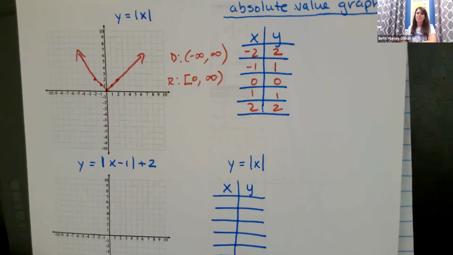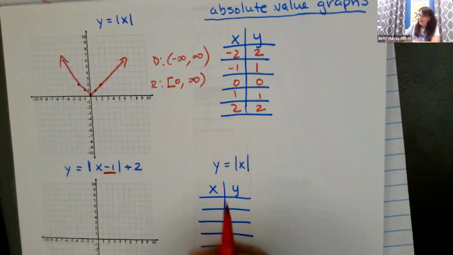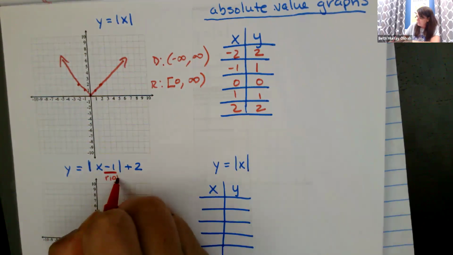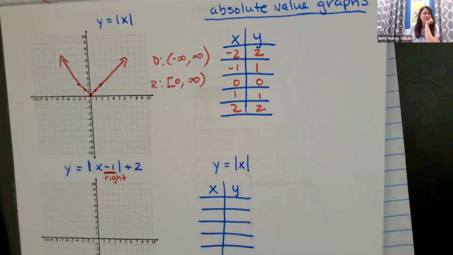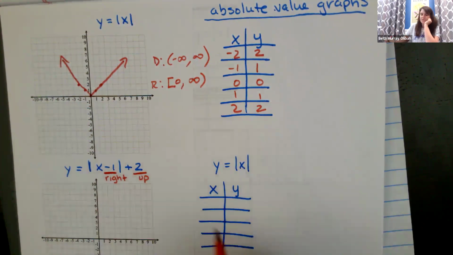So now what happens if we have some transformations? So this actually moves us to the right, because it always moves us left or right, and it's the opposite of what you would guess. So this graph is going to move to the right 1 and up 2. So I could easily do that.